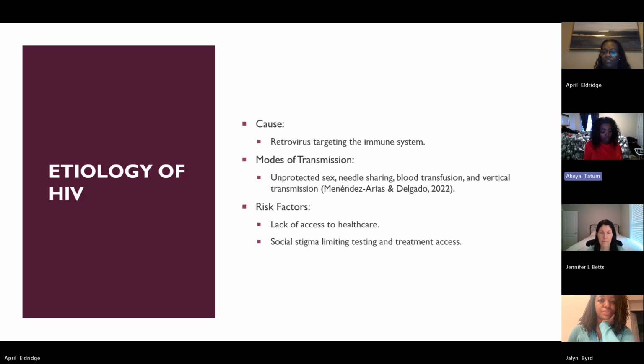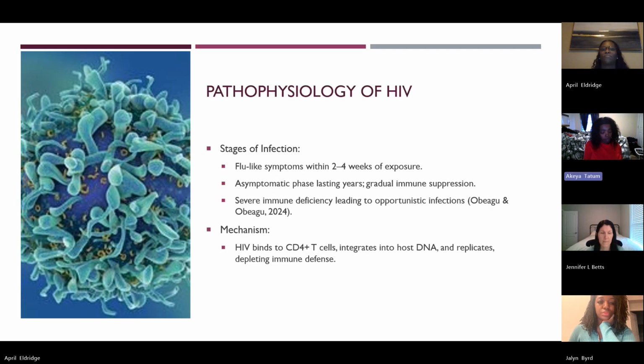I'm going to talk about the pathophysiology of HIV. HIV is divided into three main stages. The first stage involves the virus, which causes flu-like symptoms. Those symptoms may last for 2 to 4 weeks after the exposure. After that, you go to the asymptomatic stage, which may last for years, and it is a gradual immune suppression.